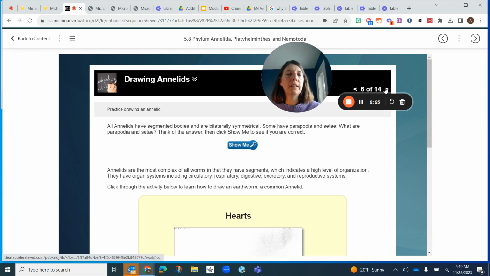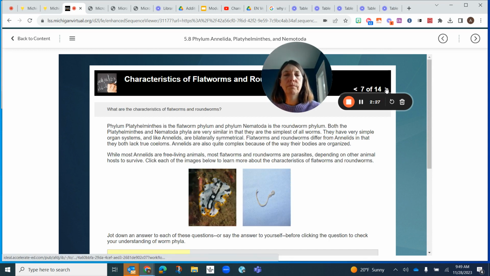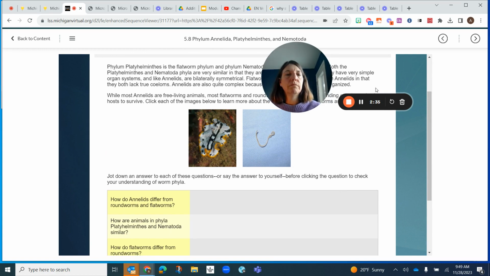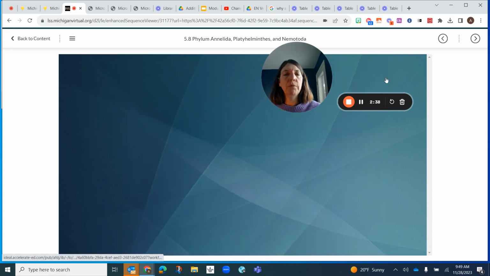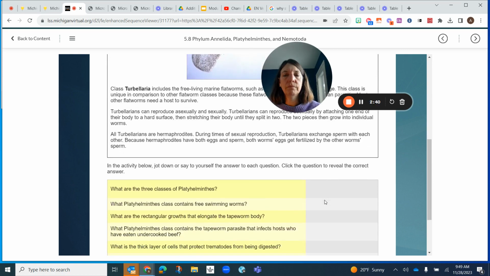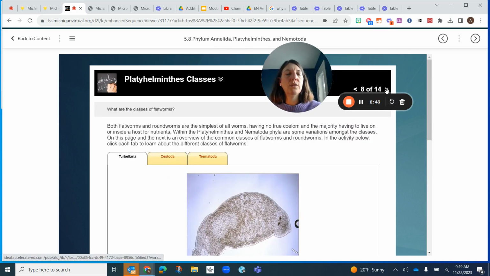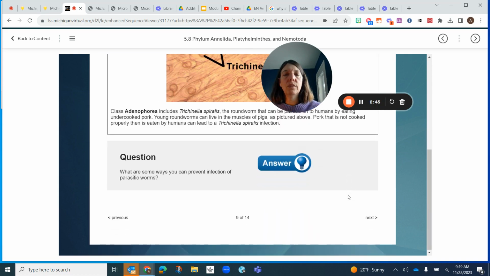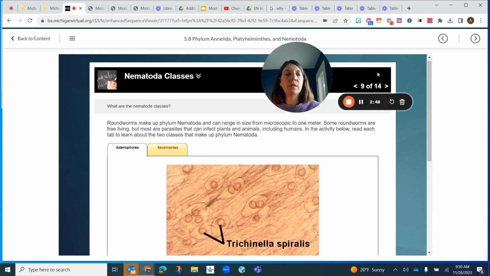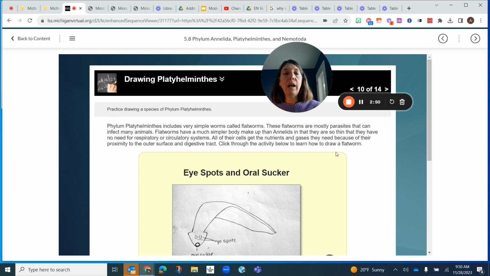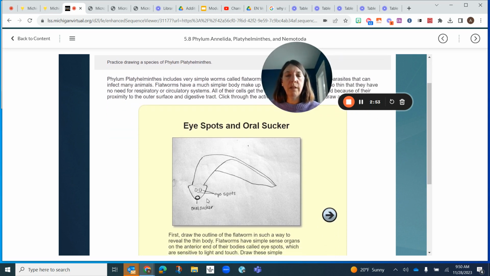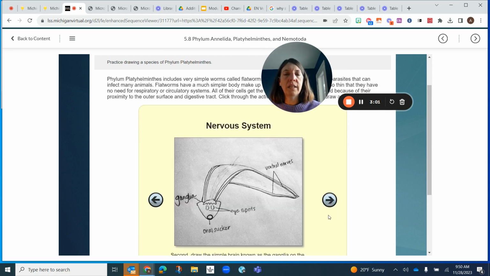Then going on to the next worm, platyhelminth. Characteristics, you're learning about them. And this is where we get into how to draw the flatworm. These are eye spots and an oral sucker. Notice how flat it is, so that's a distinct characteristic.